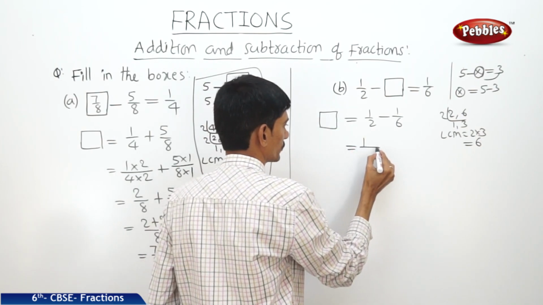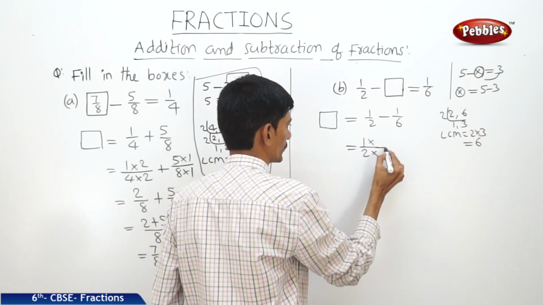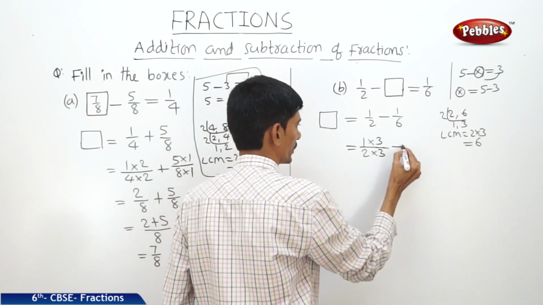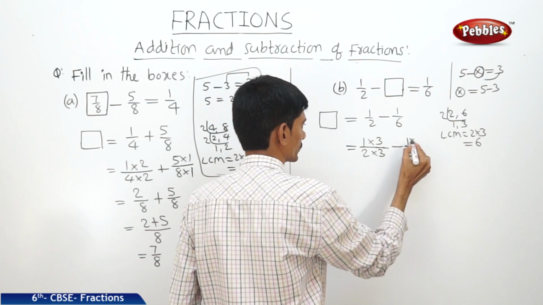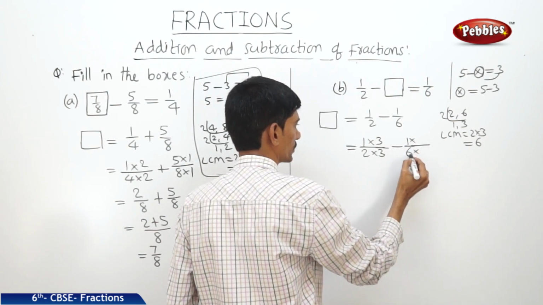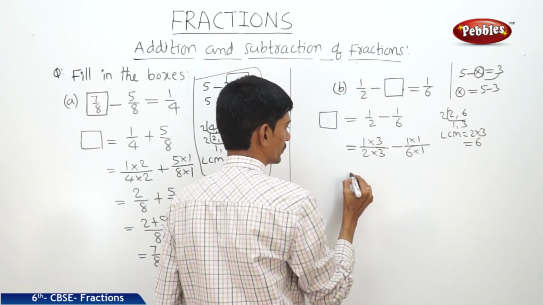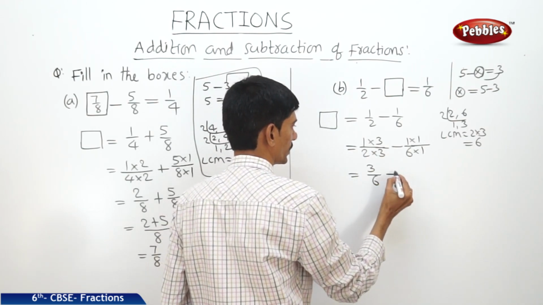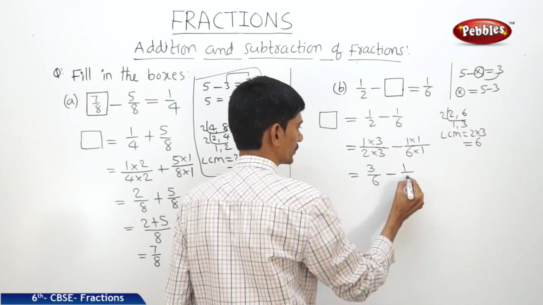Now 1 by 2: 2 3s are 6. So we take 3 by 3 minus 1 by 6. So here 6 1 times 6, so we take 1 by 1. So this equals 1 3s are 3 by 2 3s are 6 minus 1 1s are 1 by 6 1s are 6.